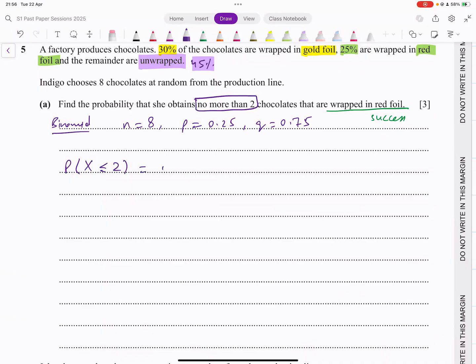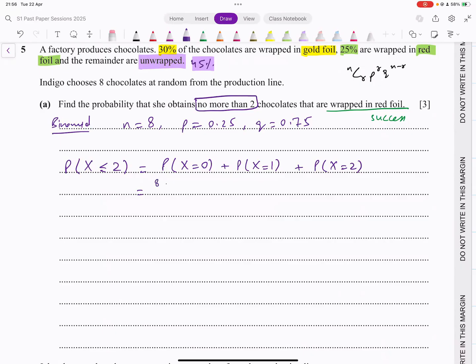So we have 3 cases. Either it could be 0 successes, or you could have 1 success, or you could have 2 successes, right? So you could either have 1 chocolate wrapped in red foil, 2 chocolates wrapped in red foil, or 0 chocolates wrapped in red foil. Just add up all of these probabilities. What's the formula? nCr p raised to power r, q raised to power n minus r. You can see what that turns out to be.